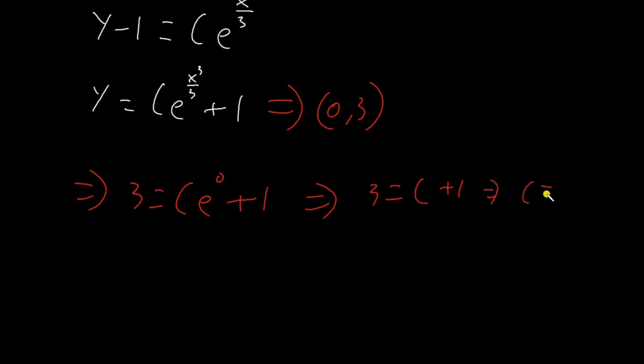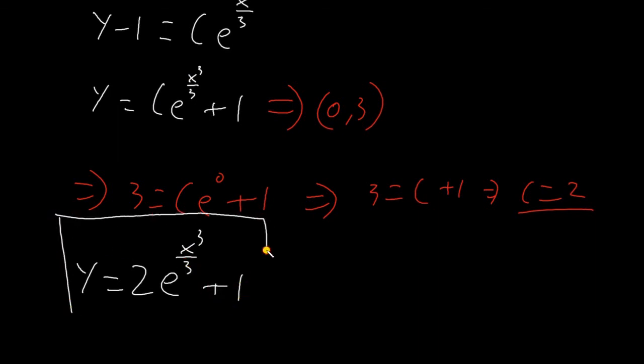So c is equal to 2, right? So that means in this initial equation here, y is equal to c e to the x cubed over 3 plus 1. Since c is 2, I can replace it with a 2. So we'll get 2 e to the x cubed over 3 plus 1. And that is our final equation. That's our final f of x.